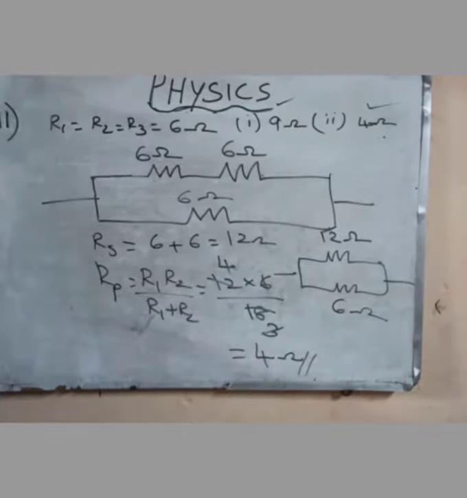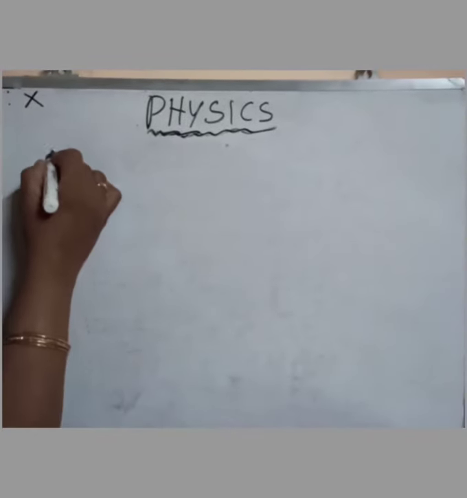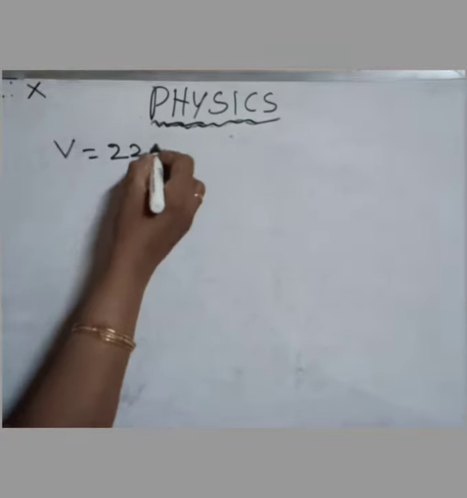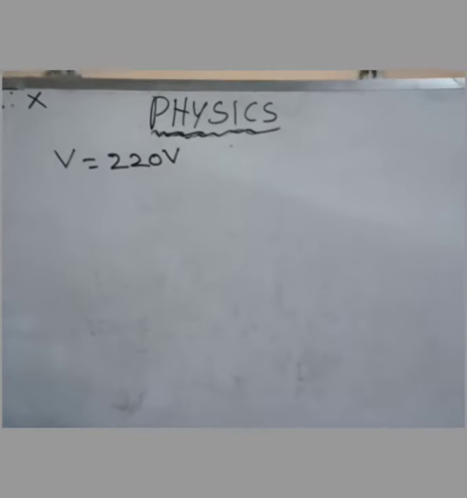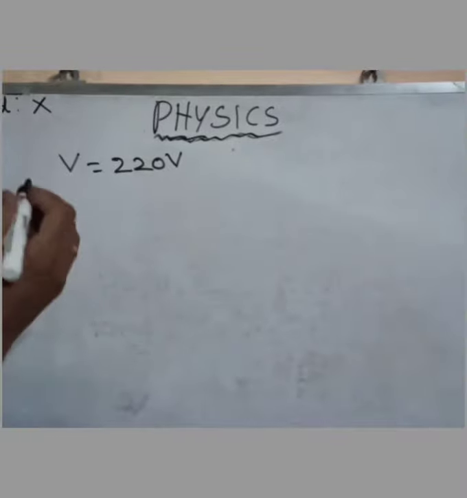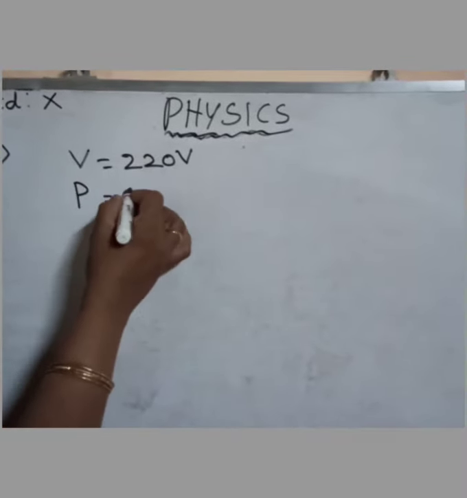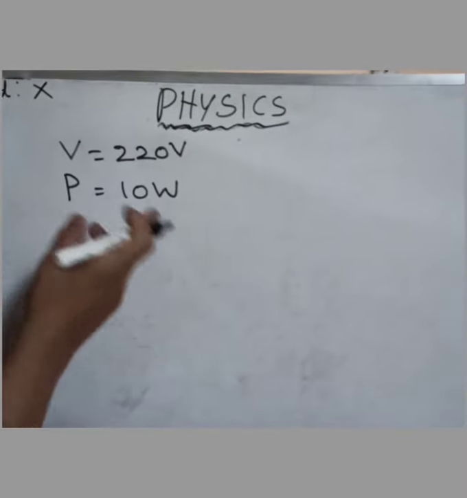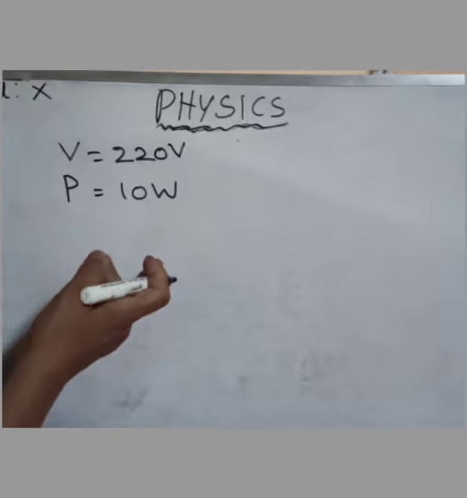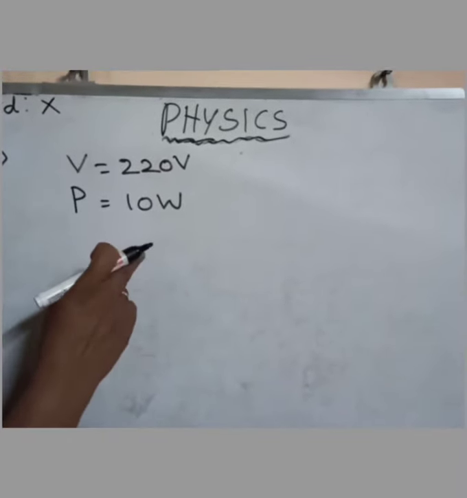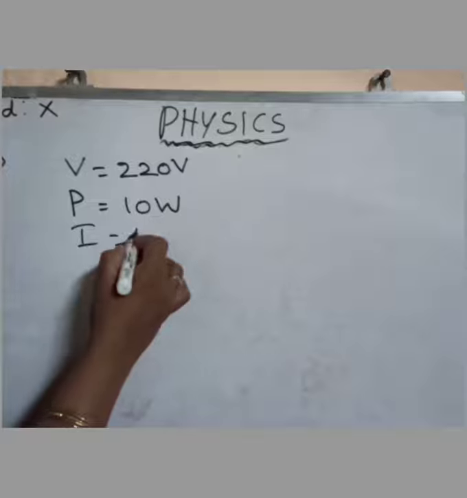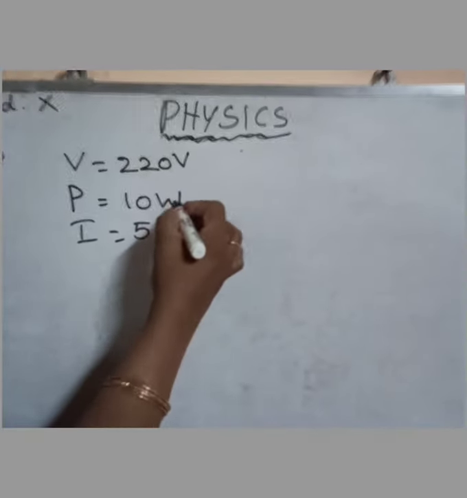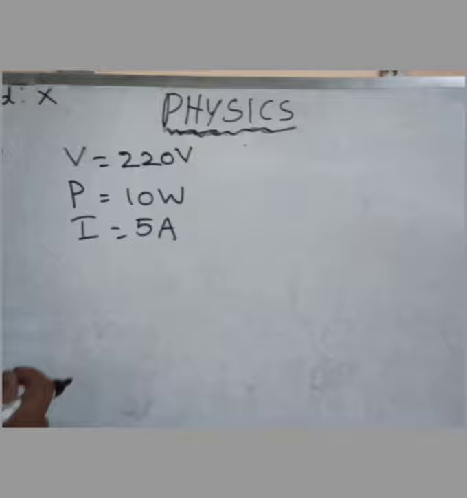Okay. 12th question. Several electric bulbs designed to be used on a 220 volt electric supply, so the potential difference is given as 220 volt, are rated 10 watt. That means the power of the bulb is 10 watt. They can be connected in parallel with each other across the two wires of a 220 volt line if the maximum allowable current is 5 ampere. The question is how many 10 watt bulbs we can connect.